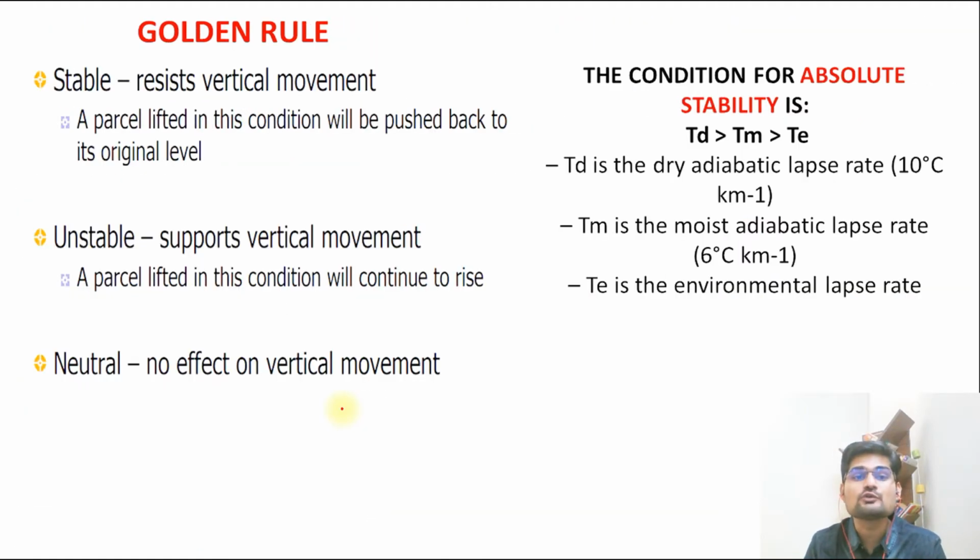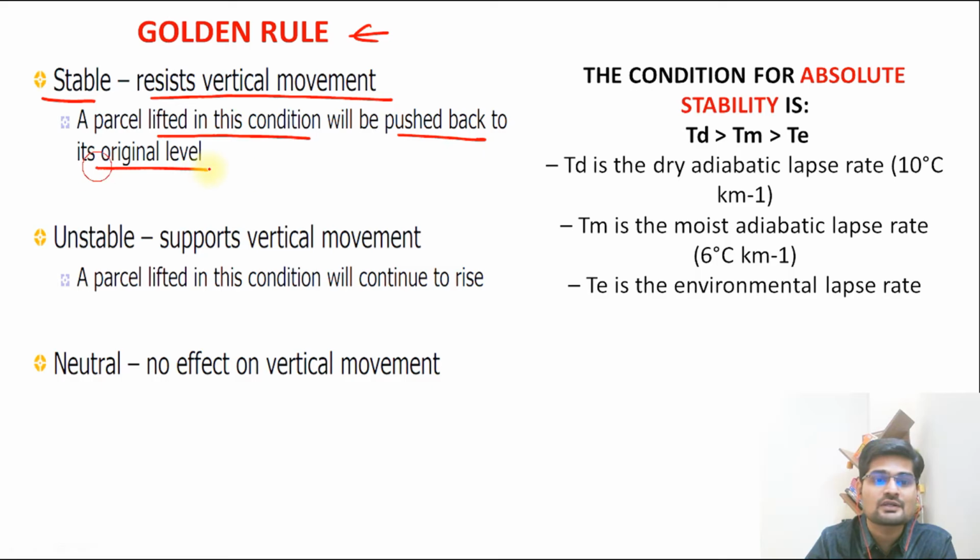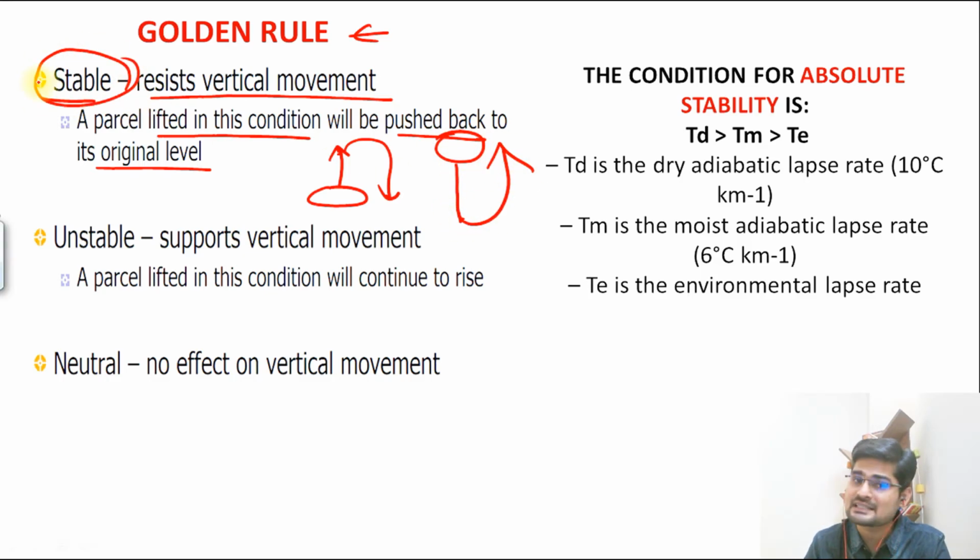So what are the golden rules? Remember, the first golden rule: stable means it resists vertical movement, right? A parcel lifted in this condition will be pushed back to the original level. So even if we take it to this particular height, it will again come back. Or even if it is at this height and we throw it down, it will again go back to the same level, because of this stability condition that we talk about, right? Because of the temperature changes that we observe.